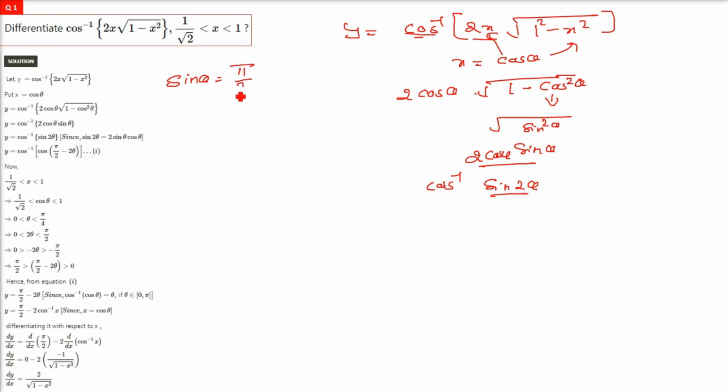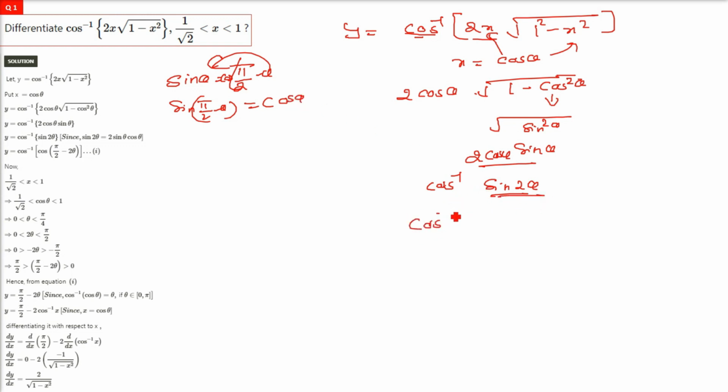But we know that sine theta is what? Cos pi by 2 minus theta. And cos theta is what? Sine pi by 2 minus theta. So you can always interchange sine and cos if you just change that theta, or 2 theta in this case, as pi by 2 minus 2 theta.